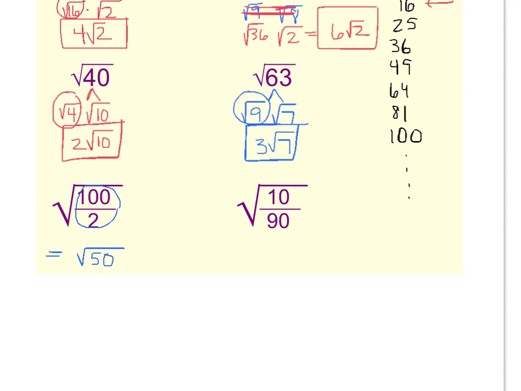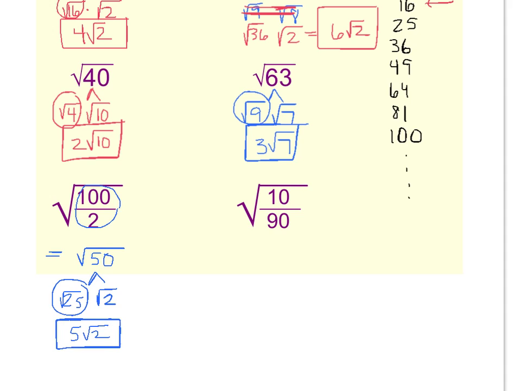Do any perfect square numbers fit into 50? Again, look at your perfect square list and we can see 25 is on there. 25 fits in twice. We take the square root of 25 and get 5. The square root of 2 stays the same.